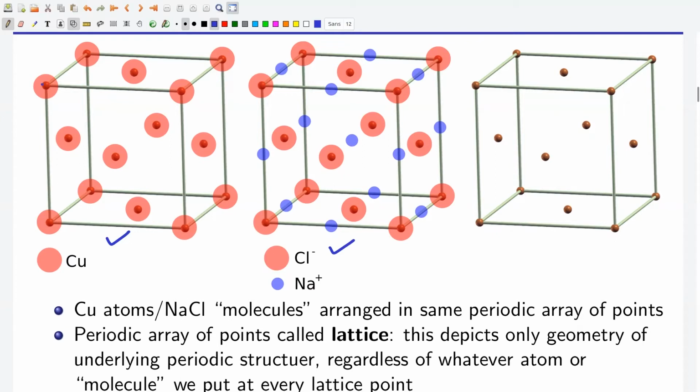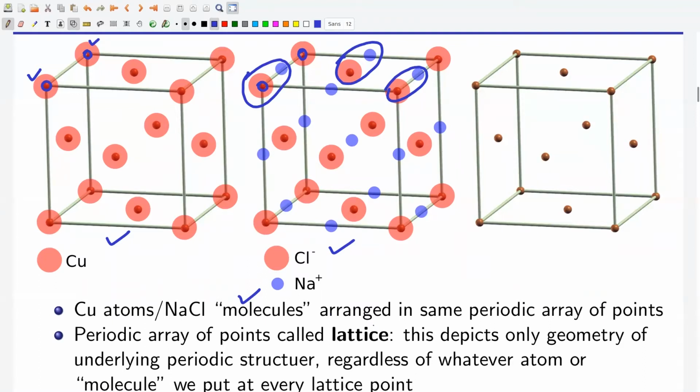Now, let us focus on these small points. In the case of the copper crystal, we place a copper atom in place of all these small points. But in the case of sodium chloride, we place a sodium chloride molecule in place of all these small points. So you can see that in place of every small point, we are putting this sodium chloride molecule. Note that these are not really molecules, but just sodium and chlorine ion pairs.